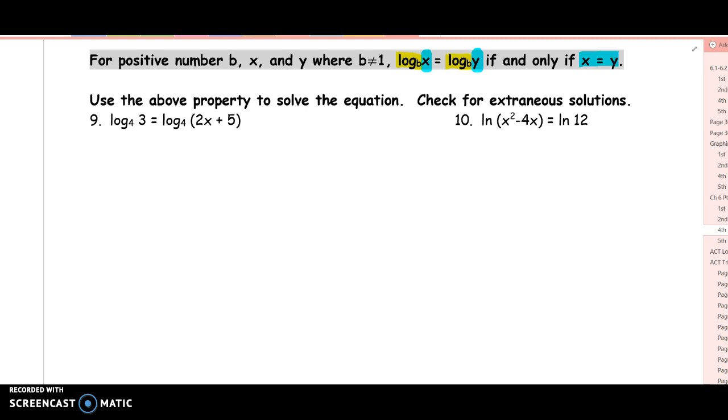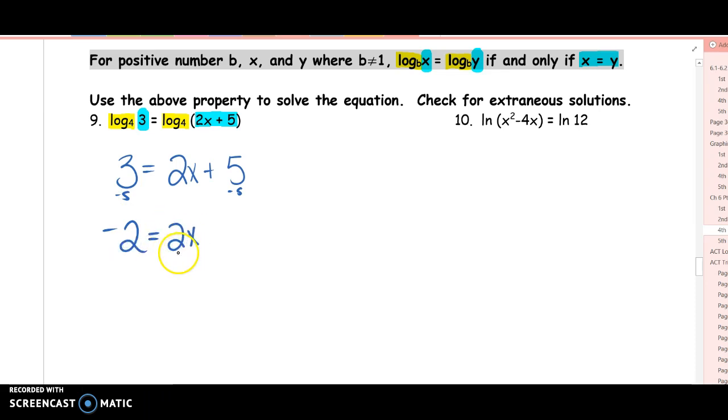then the stuff inside the logs must be equal. So in number 9, log base 4 of 3 equals log base 4 of 2x plus 5. Because they are both log base 4, that means that 3 must equal 2x plus 5. How would you solve that equation? Minus 5. So negative 2 equals 2x. Divide by 2. X equals negative 1.